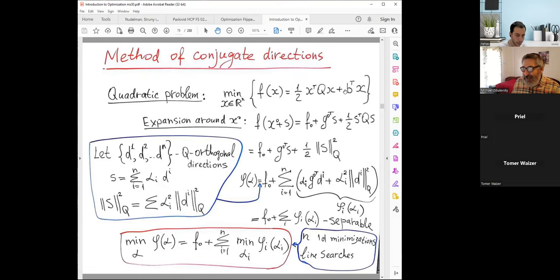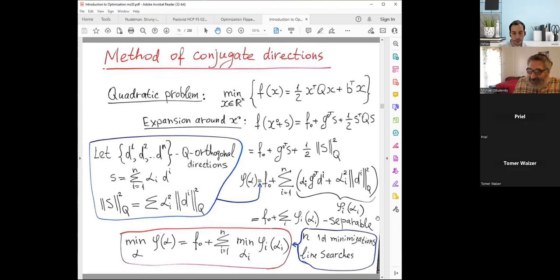This original function is not separable, because if you open this quadratic function, you will get all kinds of products between xi and xj. And this function of alpha is separable. You have a sum of terms, and each term depends only on its own alpha. So it's written in this general form, and it's very easy to minimize in alpha. You do independent optimization. And if you have a question here, it would be nice to ask.